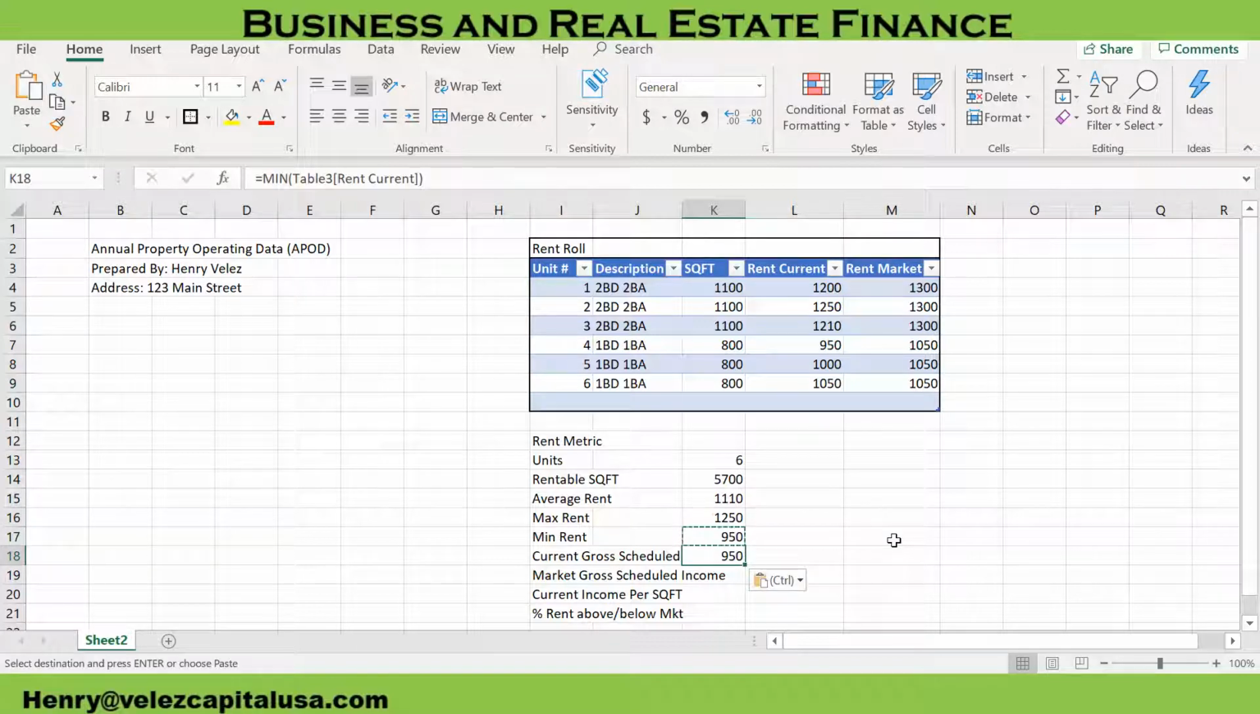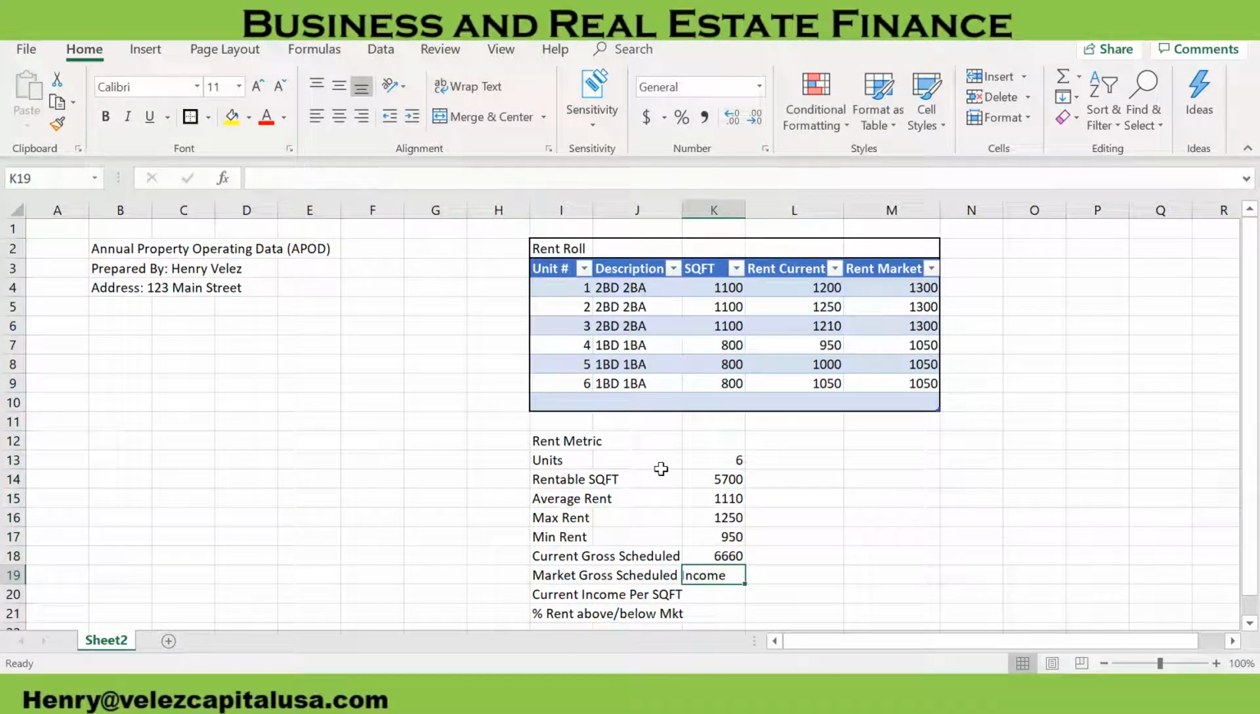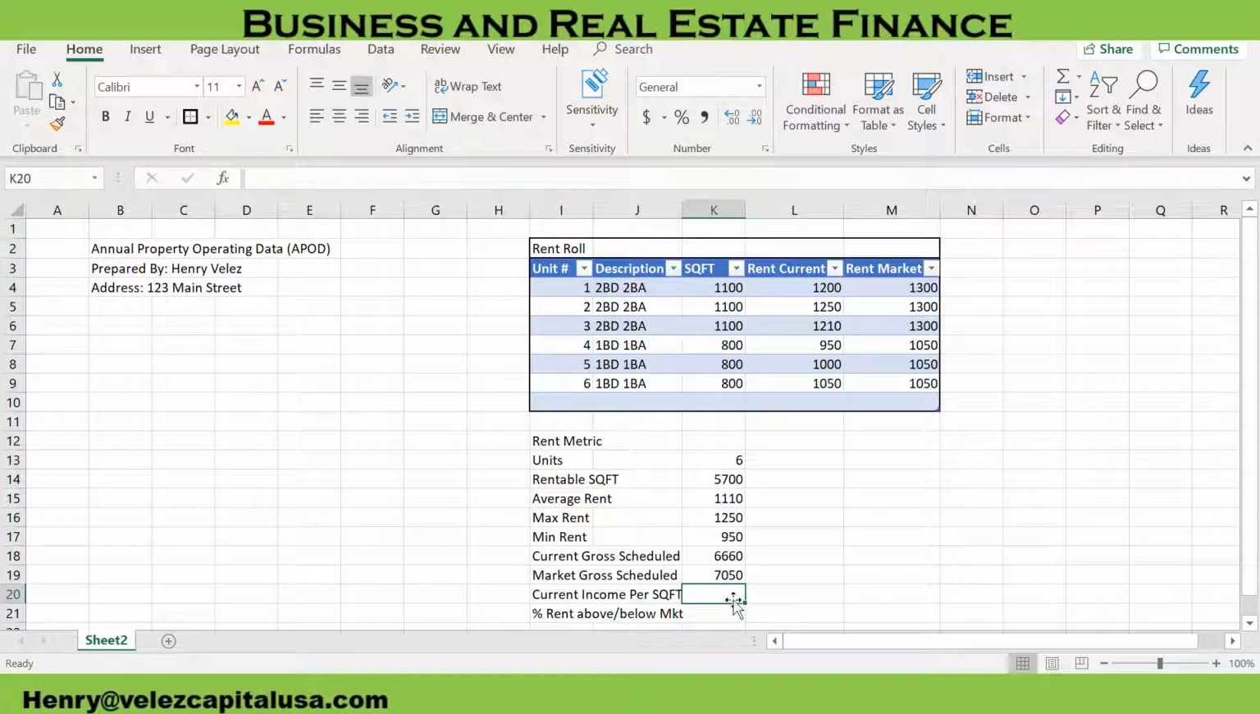So that's current. So we are just going to take the sum of the entire current table column. We have $6,600. And let's do the market. Okay, so let's copy that down, and we just change this part to market. And now it's going to give us the sum of this column here, 7050.